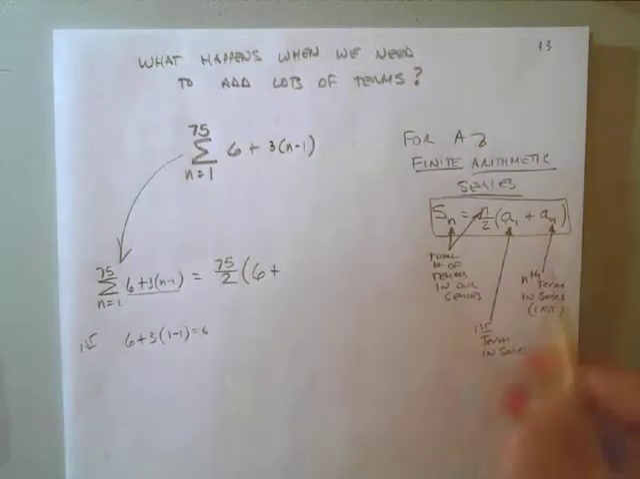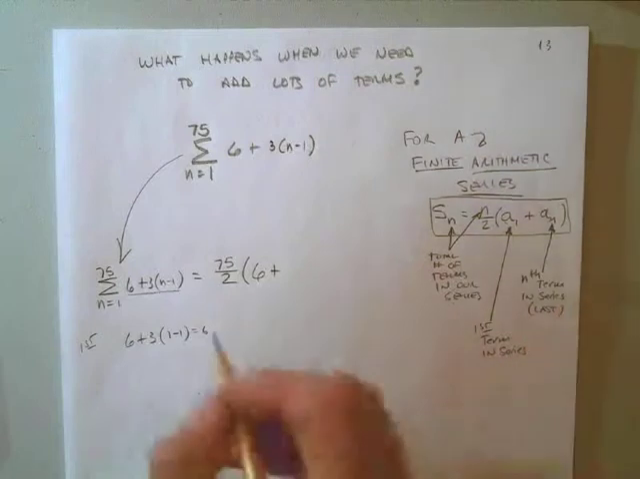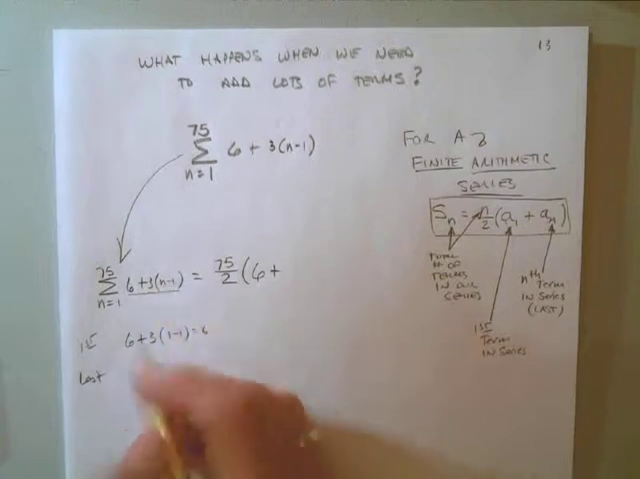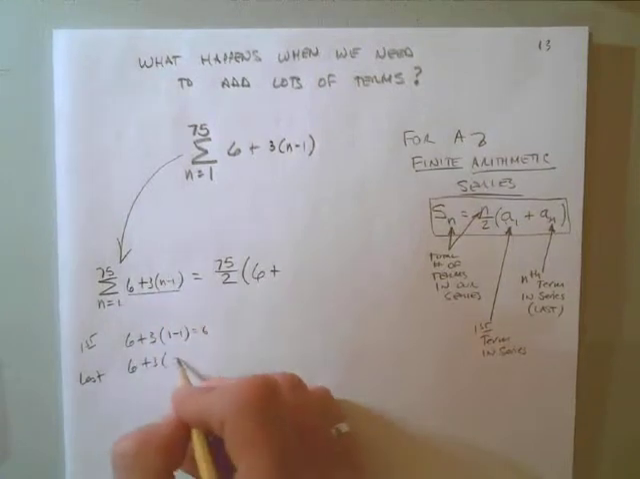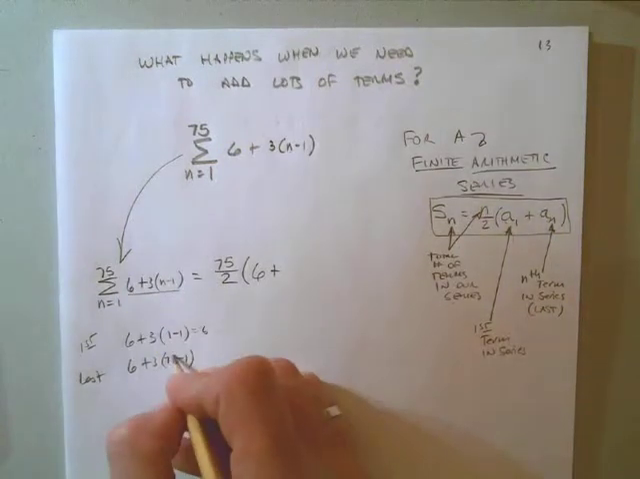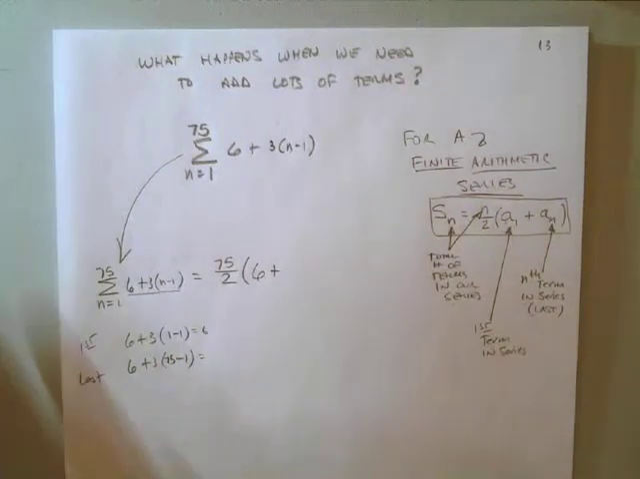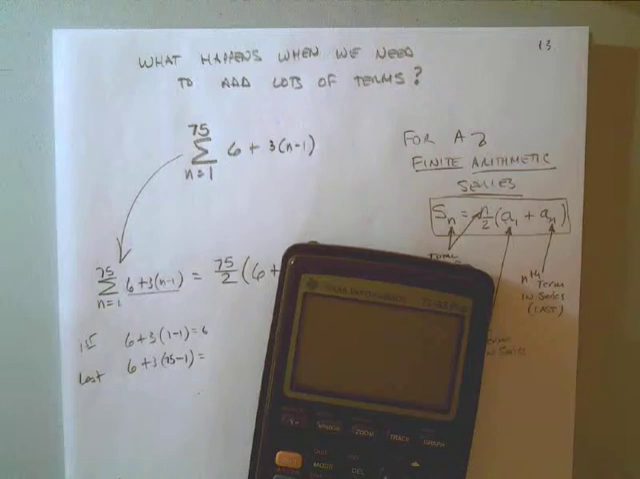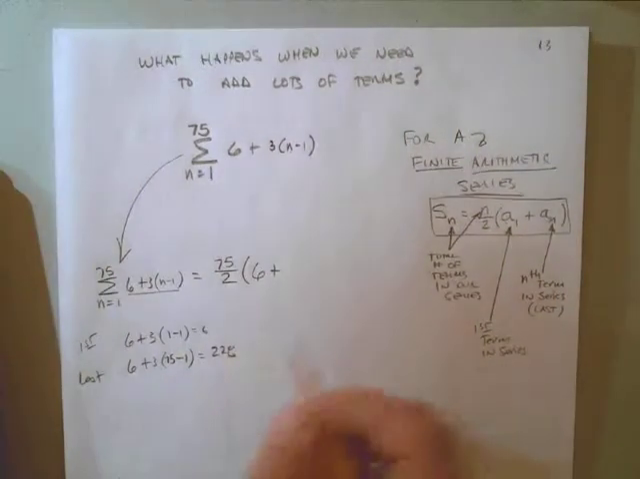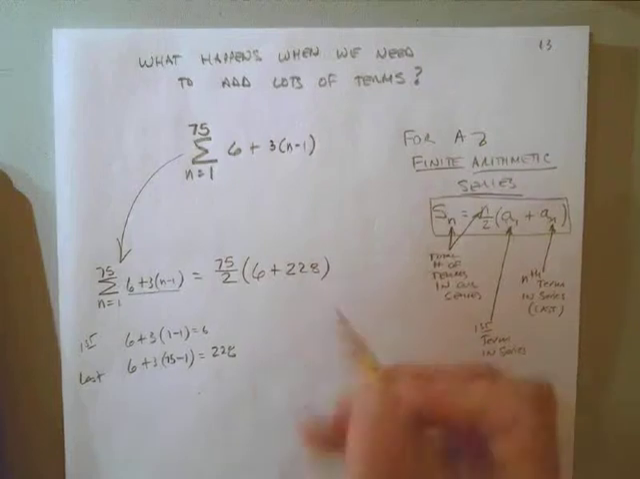Now what we have to do is put in the last term. And so how do we get the last term? Well, we do this equation, 6 plus 3 times n minus 1. And what is the n value of the last term? 75. And so I'm going to break out the calculator for that one. 75 minus 1 is 74 times 3 plus 6 equals 228. 228.